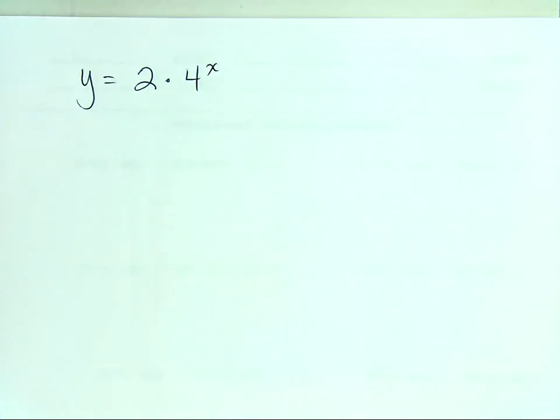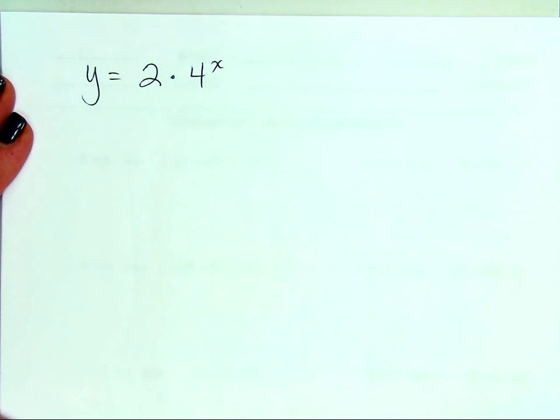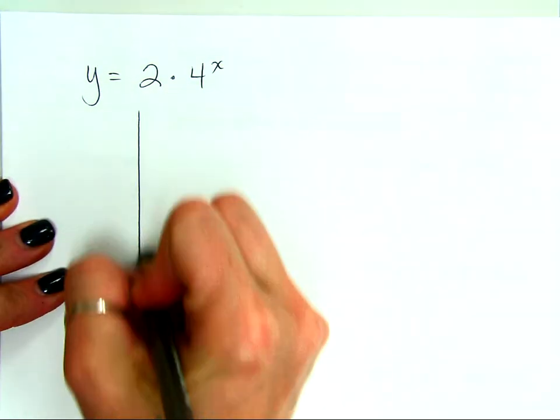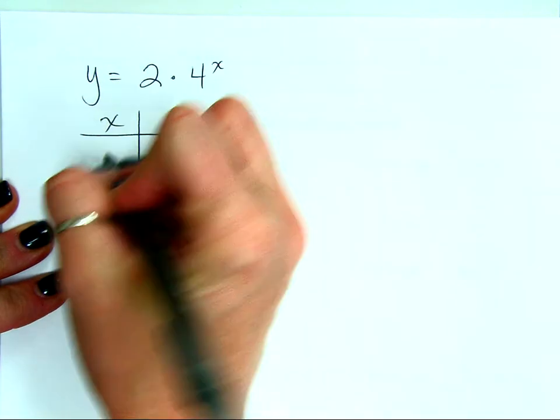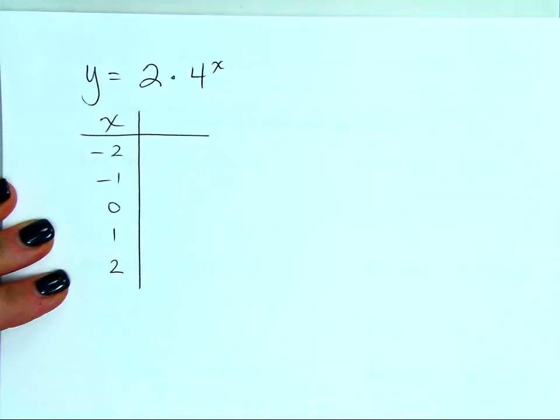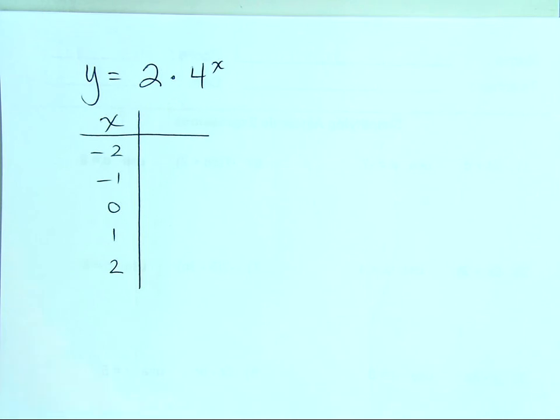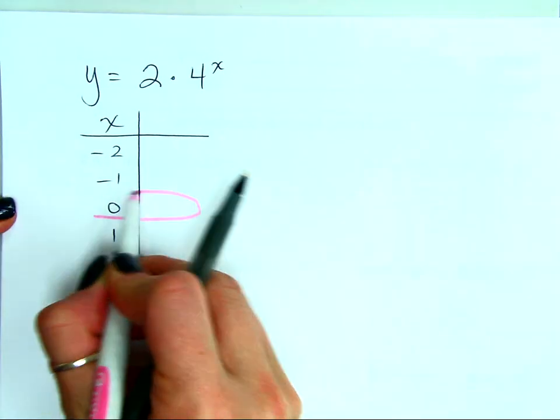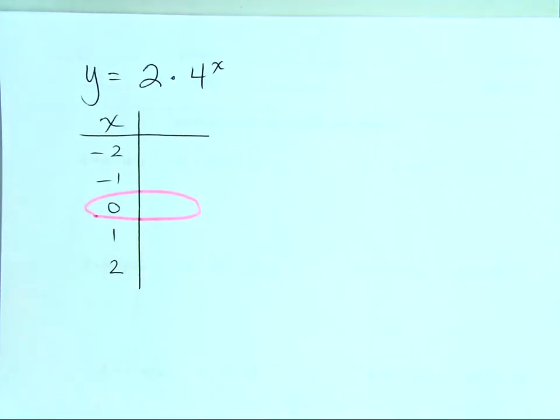Okay? Again, looking at it, you may have no clue how to start this, and that's totally okay because we're going to make a table of values. And we're always going to use these 5 points. And we're always going to start with this 0 right here. So let's kind of see how this changes things.